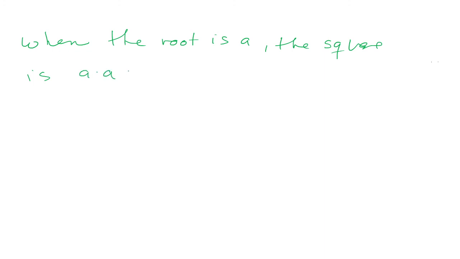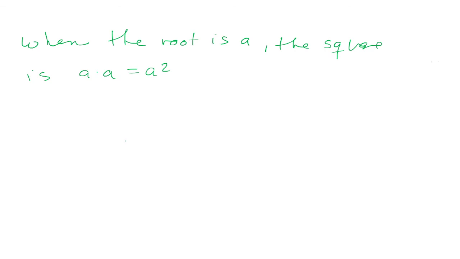Let us now proceed to general expressions. First of all, say when the root is a, and in this case, well, a is just a number. If the root is a, in that case, the square is simply a multiplied by a, which is equal to a squared.